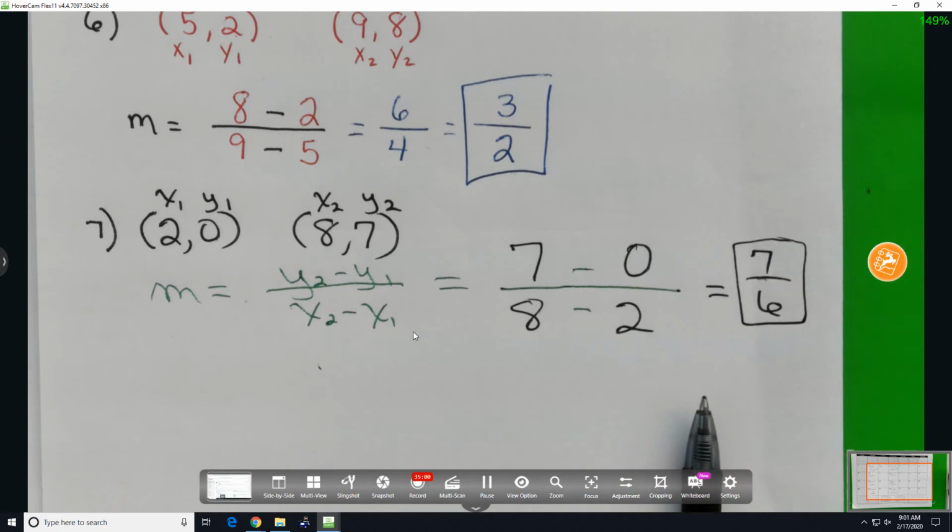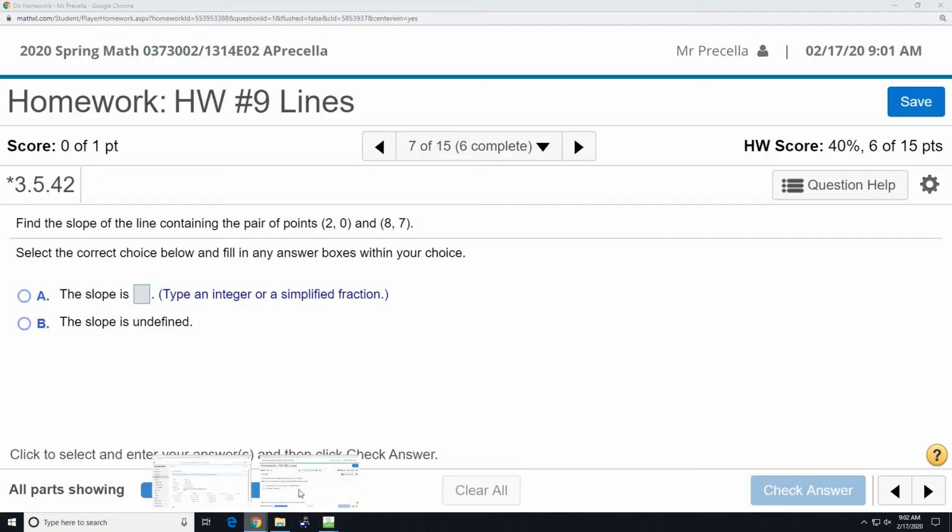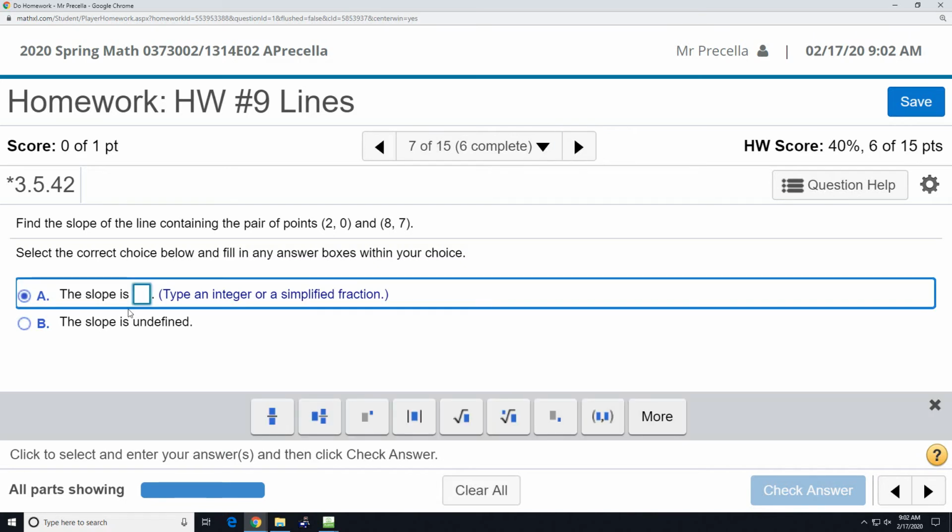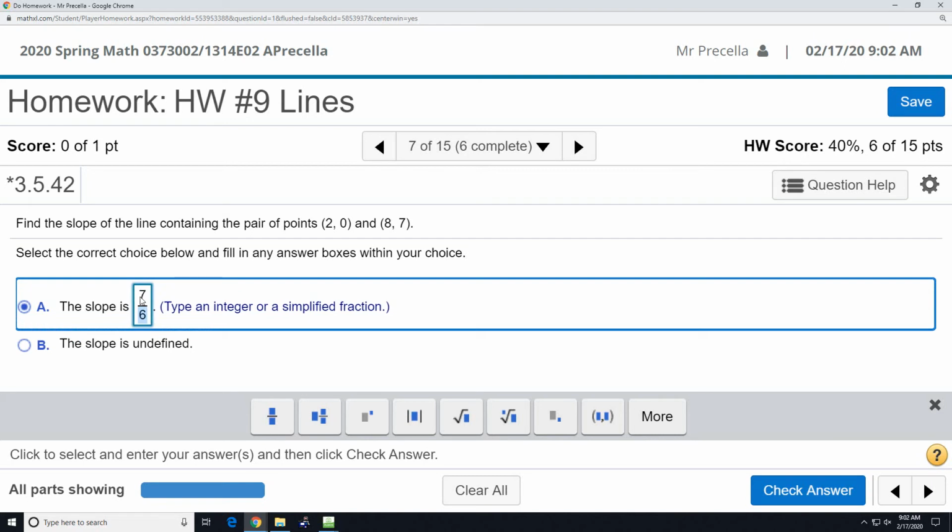Wait, don't do it. Let's see. It's undefined if the denominator were 0. Okay, the slope was 7 over 6.